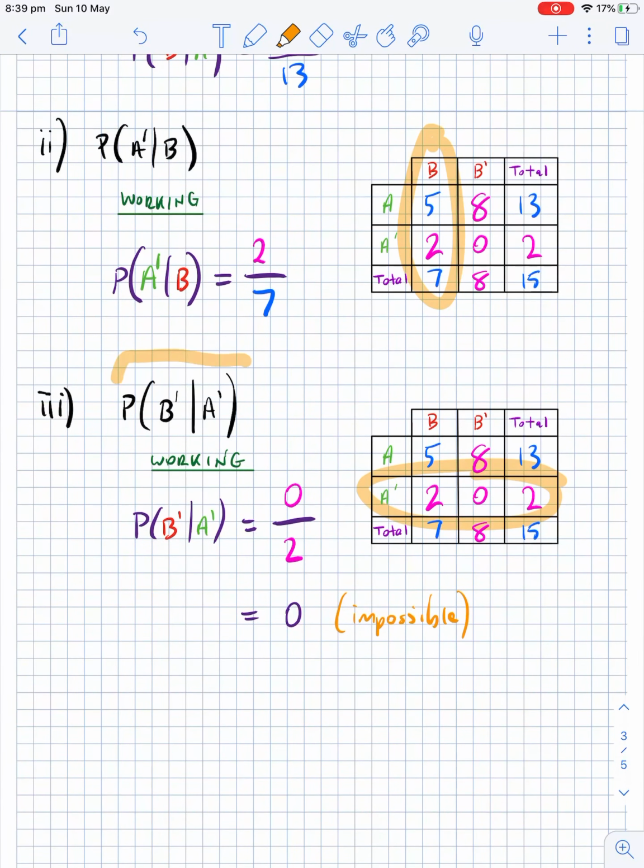And lastly, the probability of not B given not A. Look at your not A row. Because we're given that it's not A, in this row there's only 2 people. What's the chance of getting someone in this row that's not in B? Here's our not B column right here. So it's going to be 0 out of your 2. And 0 out of 2, that's just the same as 0.